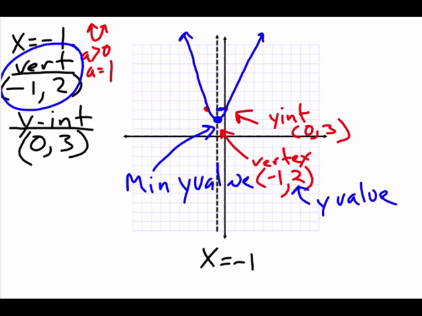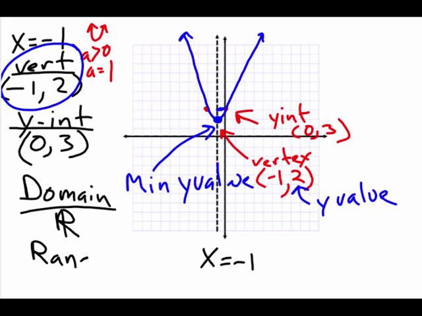Now, if I asked you the domain, there's no domain restriction on the function. It will be all real numbers, right? But if I asked you the range, and I know that I have a minimum, the range is all numbers greater than or equal to 2. You can include 2, so you would write 2 comma infinity, or you could say y greater than or equal to 2. So what would be the maximum value? Infinity.